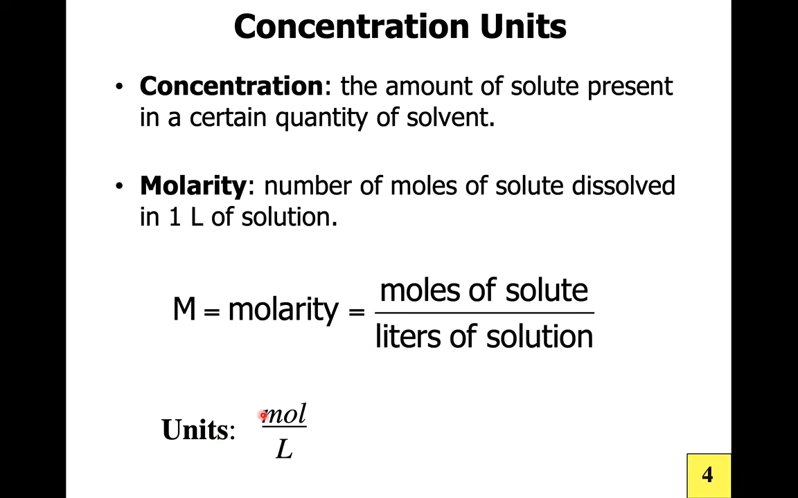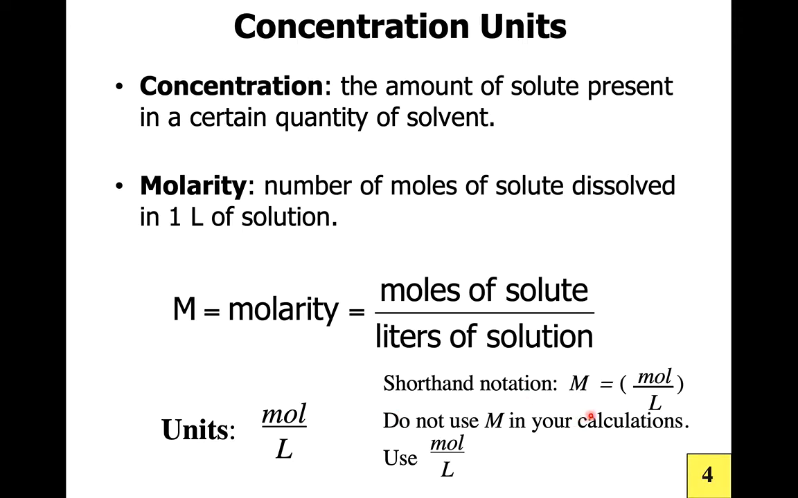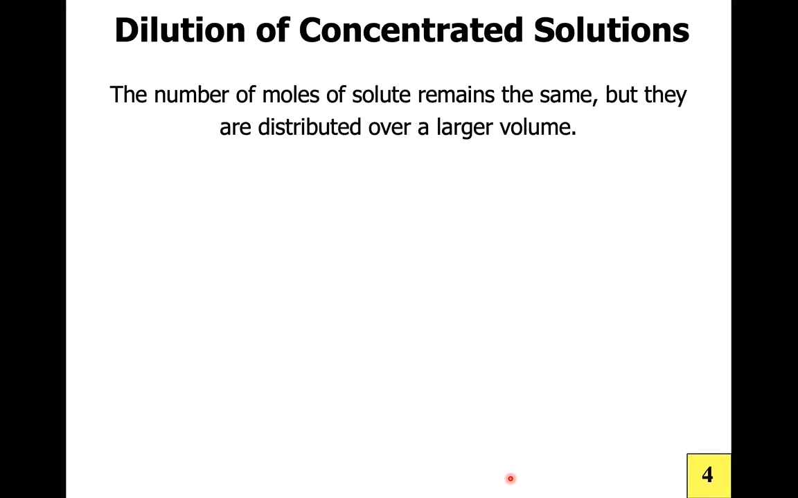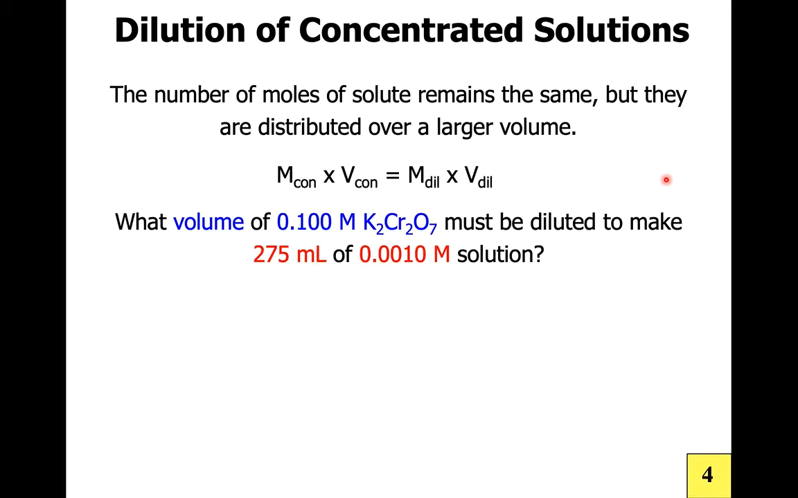So the units can be written as a big M or the more useful mole per liter. Do not use the big M in your calculations. You would only use this to present an answer. You'll want to use moles per liter so that you can cancel units as you need to. All right, and one of the places that we use this right away is dilution. In a dilution, the number of moles of the solute stays the same, but they're distributed over a larger volume.